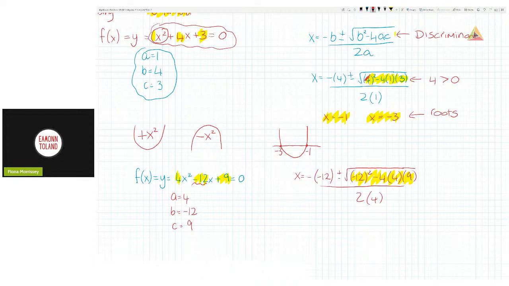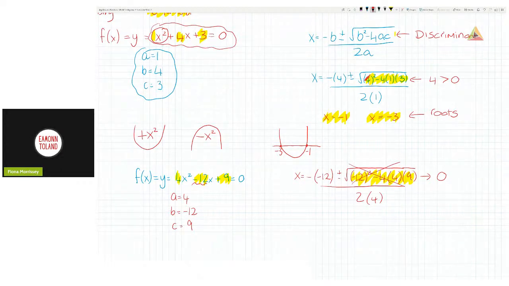When we work out our discriminant down here, we're looking at minus 12 squared, which is going to give me 144. And we're looking at 4 times 4 times 9, which is also 144. So that will give me 144 minus 144, and that gives me a discriminant of 0. So essentially, what that does is it deletes this whole part of the minus b formula.